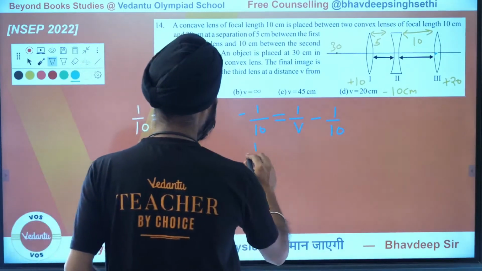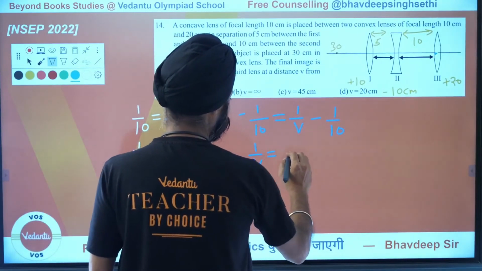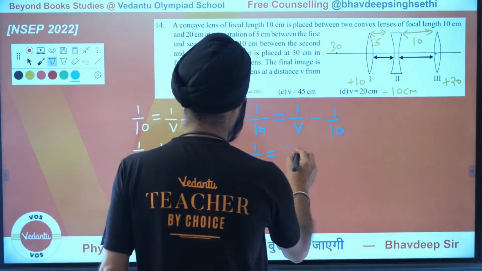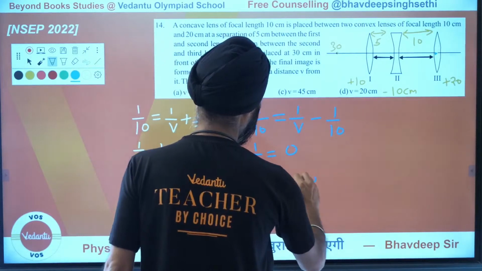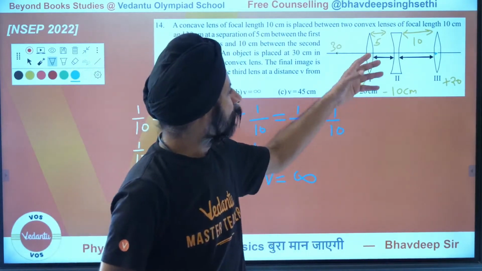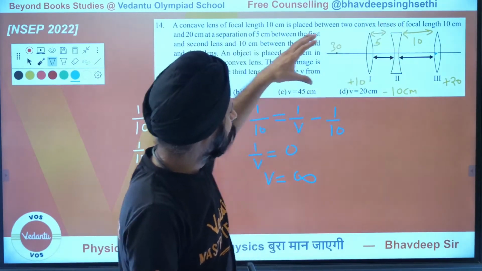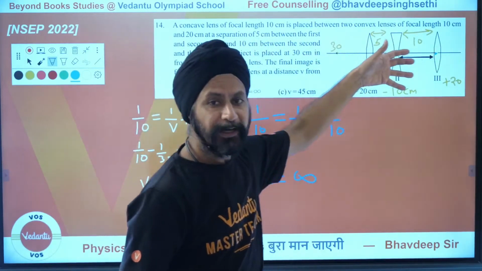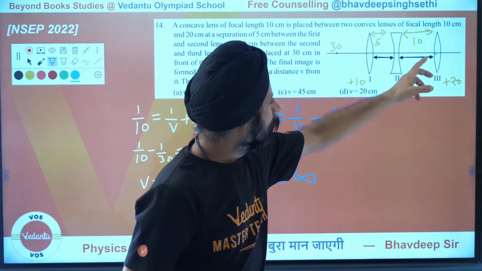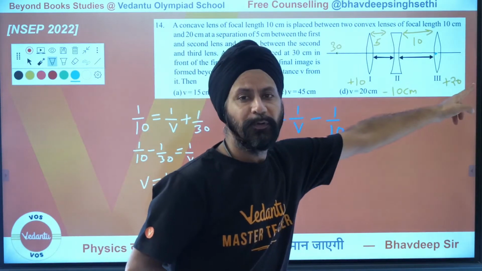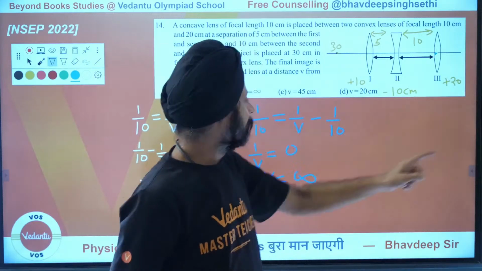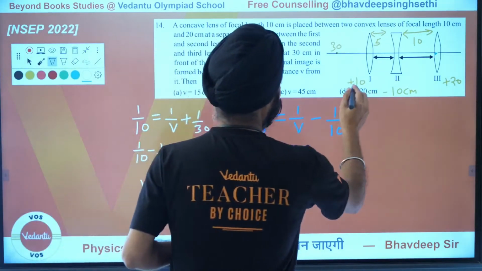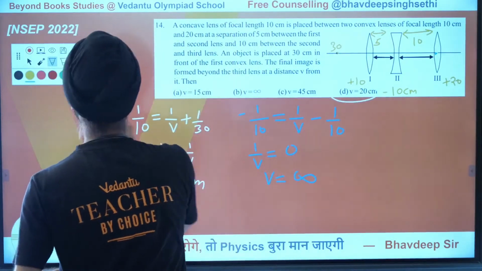So what I'm getting is 1 by v is equal to 0. Or v is infinity. So this forms the rays which are parallel. And if the rays are parallel going into that, this will say, okay, I'm going to focus them at the focal point, which is 20 centimeter. So your answer is, it is going to form an image 20 centimeters from itself.